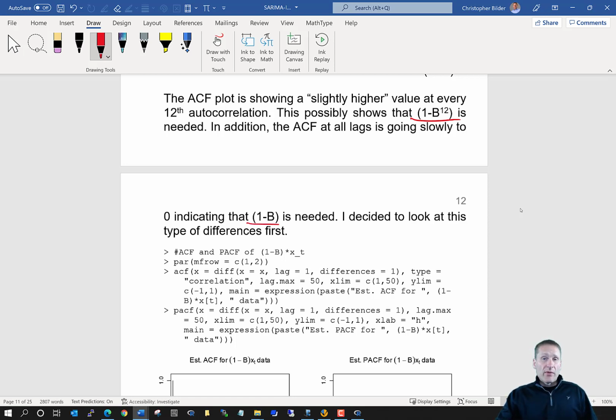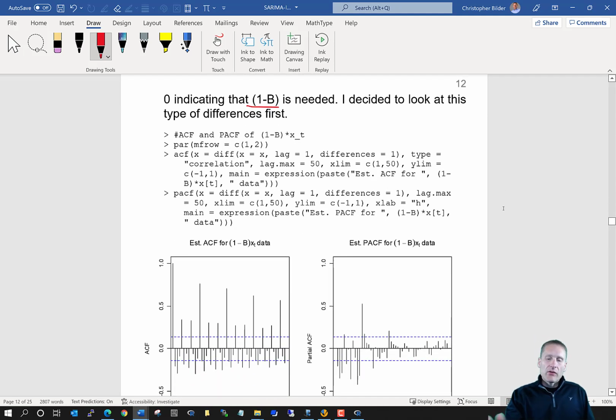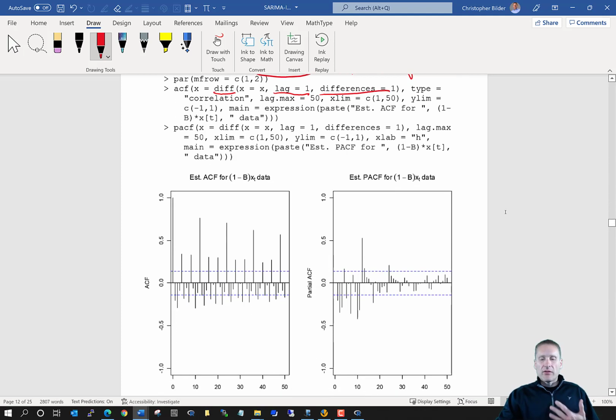For demonstration purposes, let's just look at one of these orders of differencing at a time. First, I'm going to look at 1 minus B, that non-seasonal aspect of the differencing. How do I do the differencing? Well, I just use the diff function as we've seen before, with lag equal to 1. Why is it lag equal to 1? Because I'm only going back one time point. With this differencing, I'm doing first differences. Then I do the ACF plot and the PACF plot.